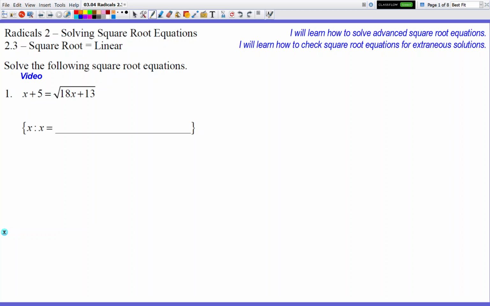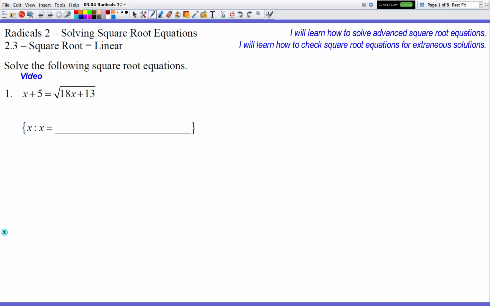Okay, so this time we're going to solve for square roots again, and this time we're going to have one side a square root and the other side is going to be something linear, like a binomial, like x plus 5, like you see in this first problem. Okay, and that's going to cause something different to happen. It's actually going to cause more work.